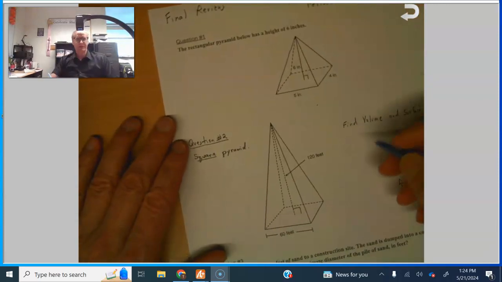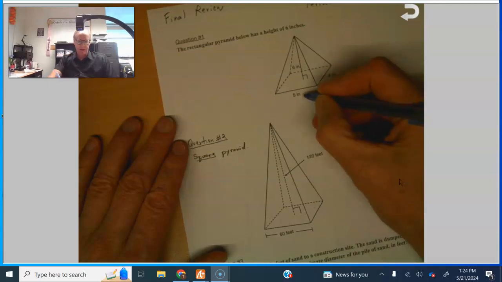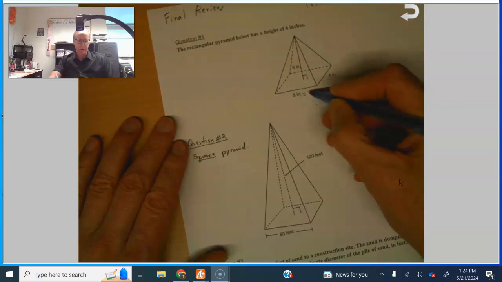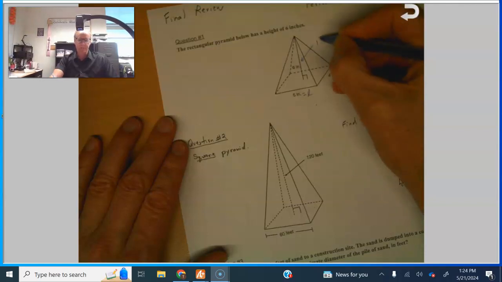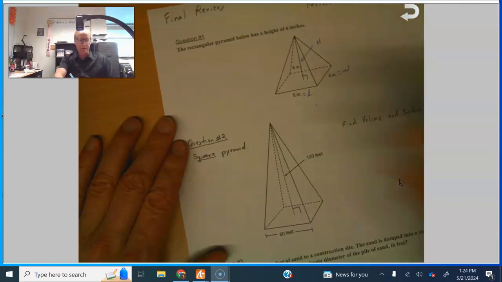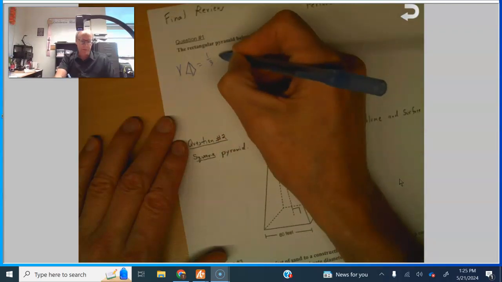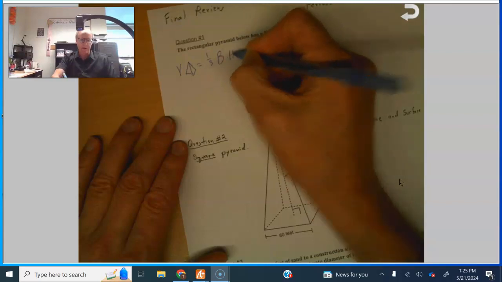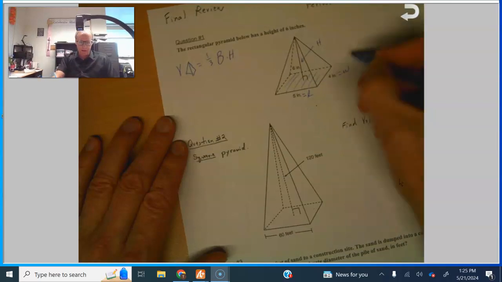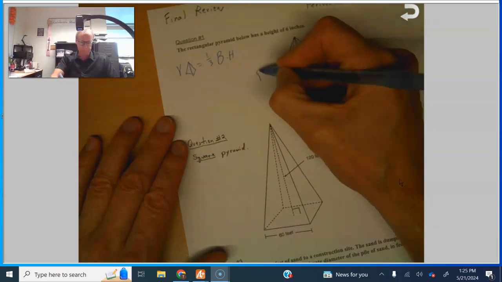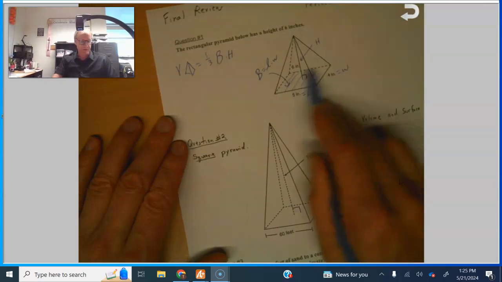This first one says a rectangular pyramid has a height of 6 inches. It's got a side, or a length and a width. I guess I'll call it length and width. And this is my height. And you should know that the volume of a pyramid is equal to 1/3 base times height, where B is the area of the base. And the area of this base is length times width. So clearly, this is 20 square inches down here.